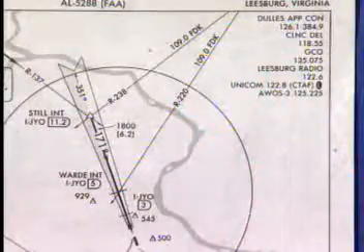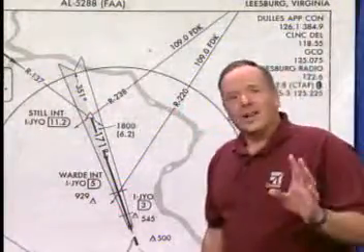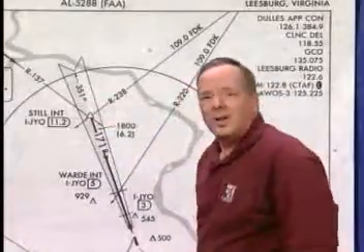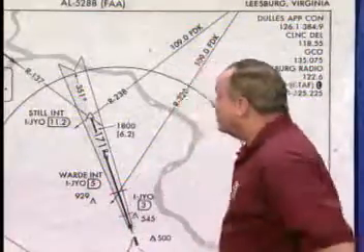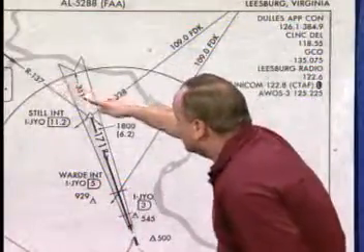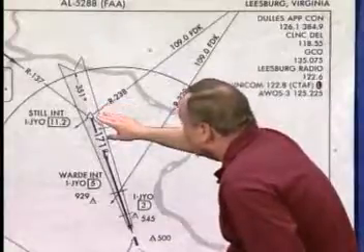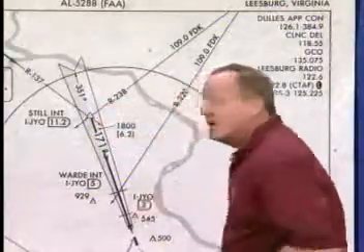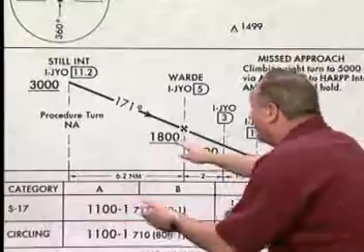Now let's cover how you'd fly that approach. You already know how to fly a localizer, so let's concentrate on making the descent and identifying the missed approach point. In this case, when you intercept the localizer, you'll be at Still, and that's the first step-down fix. So once you're established inbound, it's time to start down to 1,800 feet.